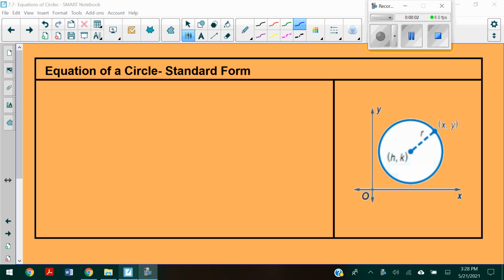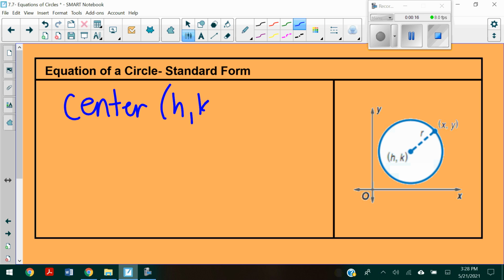All right, 7 notes on equations of circles. So we're going to talk today about equations of circles, which means graphing it on a coordinate plane. The center for your circle is at the ordered pair (h, k). Your h is your x coordinate and your k is your y coordinate.